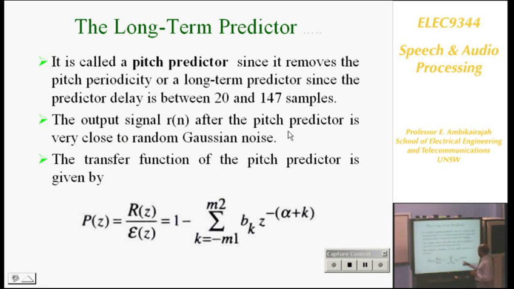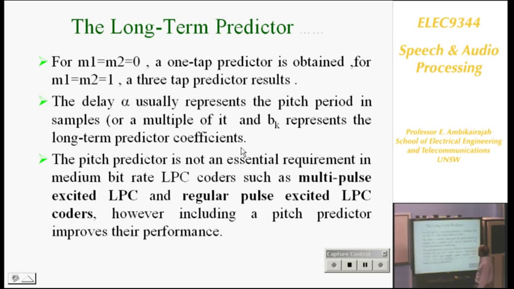The long-term predictor's transfer function can be written as B_k z^(-(alpha+k)), where alpha is the delay that you want. But people thought, instead of having this predictor, we can simplify it by setting various values, and you can have a three-tap predictor rather than many taps. You can have a single-tap predictor, a two-tap predictor, a three-tap predictor. So two delays, three delays, single delay. We will concentrate on a long-term predictor with a single delay.